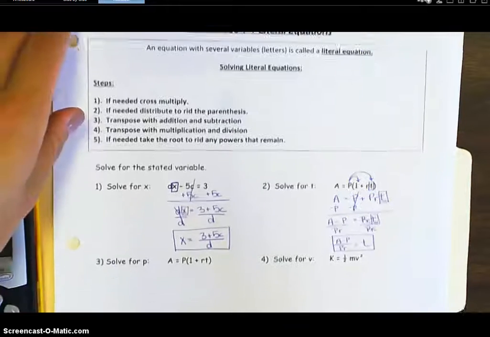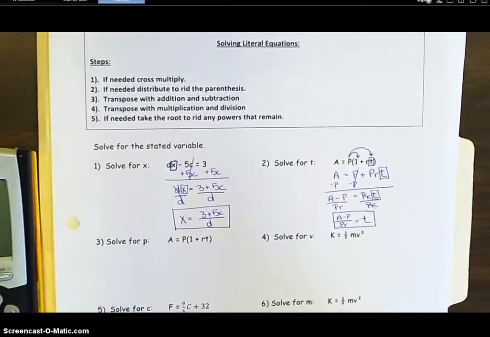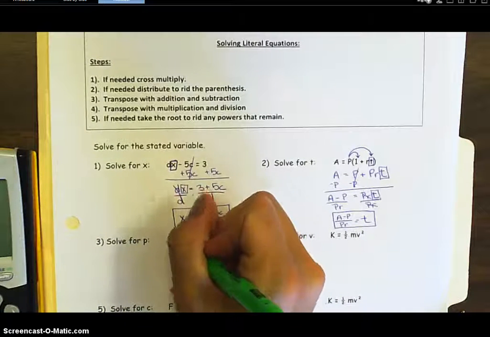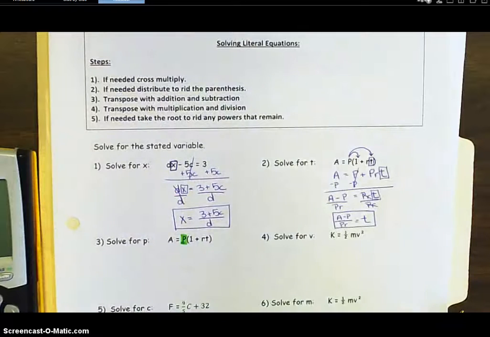Okay, let's take a look then at number 3. So number 3, we want to solve for p. So let's take a look over here. So p, I'm going to use my highlighter this time, is right here. So I want to keep the p right where it is.